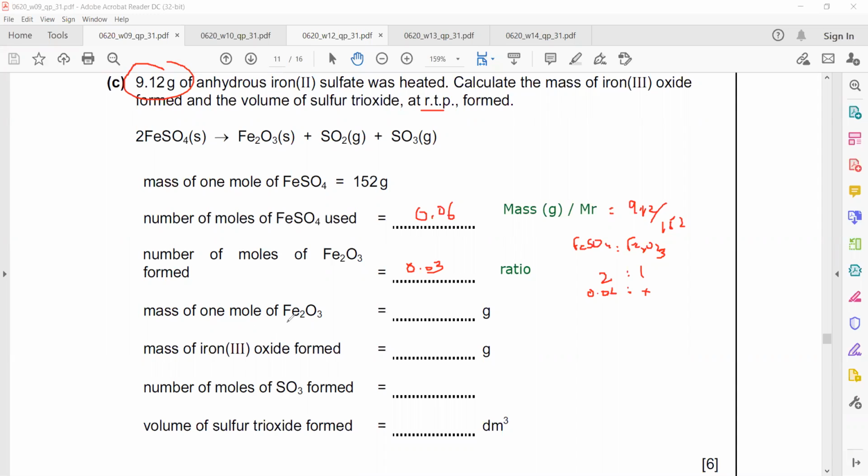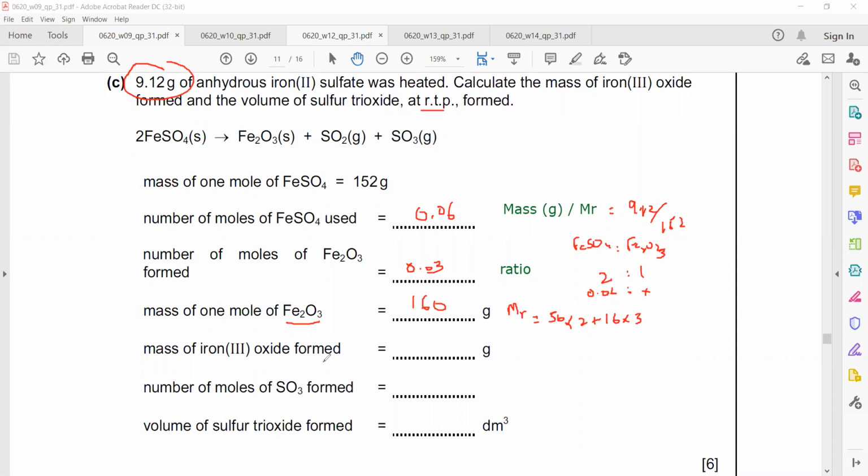Mass of 1 mole of iron oxide, iron 3 oxide. Mass of 1 mole means molar mass or molecular mass here, because it's a molecule, so molecular mass. Iron is 56, you will use a periodic table for this. Basically, when they ask for mass of 1 mole, if it's a molecule, then molecular mass; if it's an atom, then atomic mass. So it will be 56 multiplied by 2, which is 112, and 16 multiplied by 3, that is 48. So 112 plus 48 equals 160.